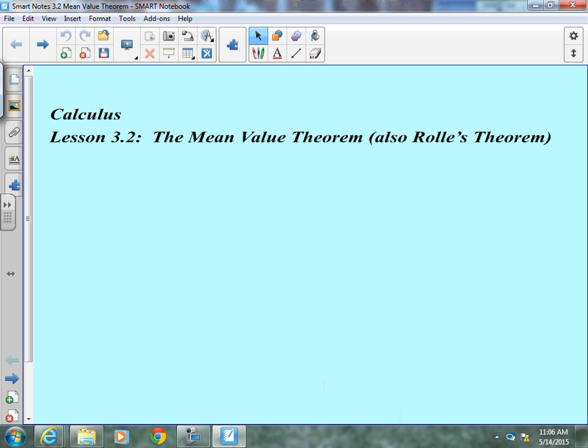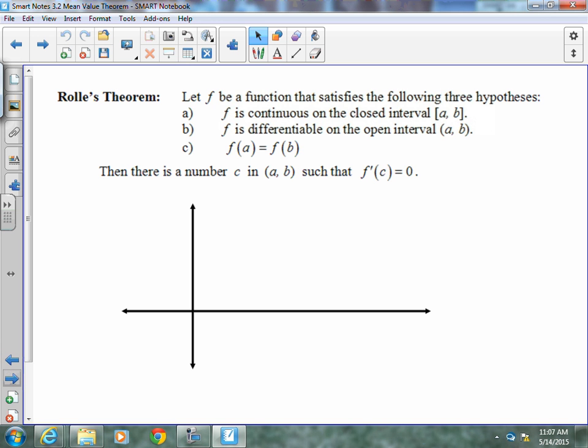Today we're going to spend some time talking about the mean value theorem and also Rolle's theorem. I'm going to fly through this stuff a little bit, so pause, write things down, rewind if you need to hear me say it again, whatever it takes for you to get these notes filled out. So first of all is Rolle's theorem.